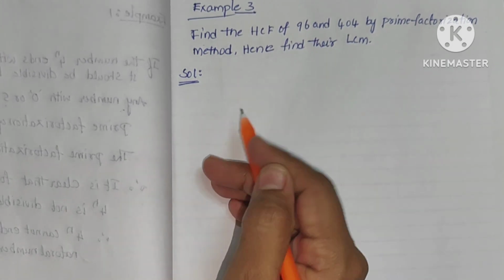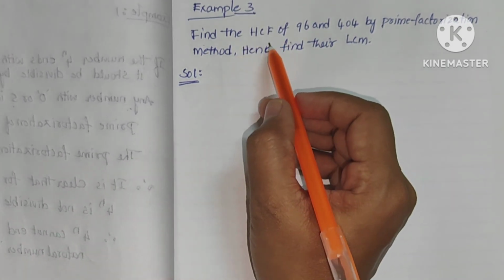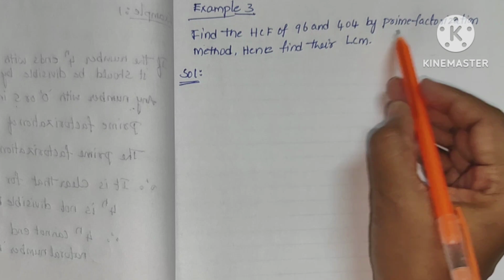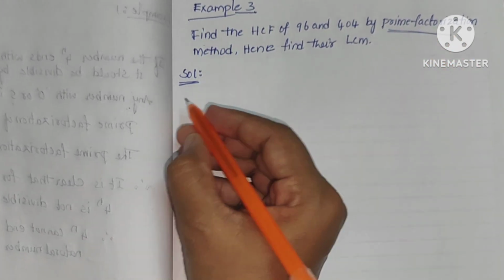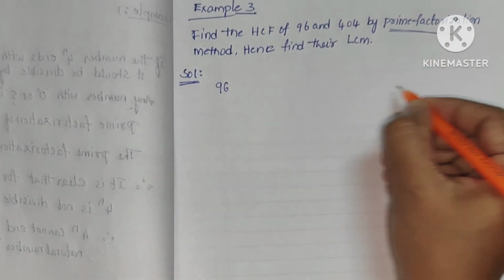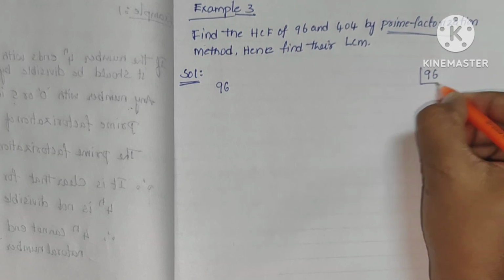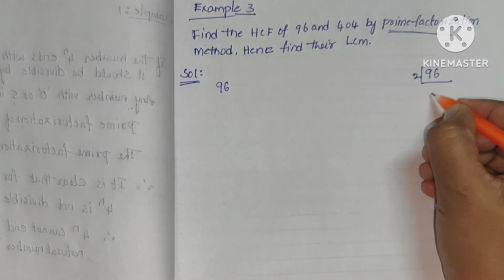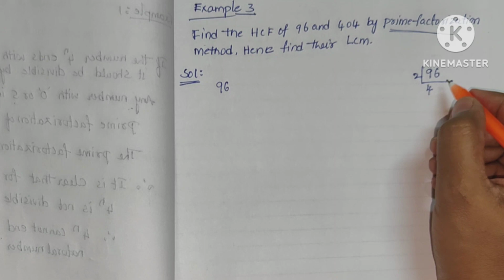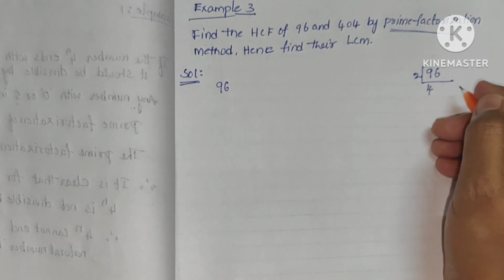Okay, so first here we have to find the HCF. They are mentioning the prime factorization method. So first take 96. What is the first prime number? 2. So 2 4s are 8. Students, this is common division only.